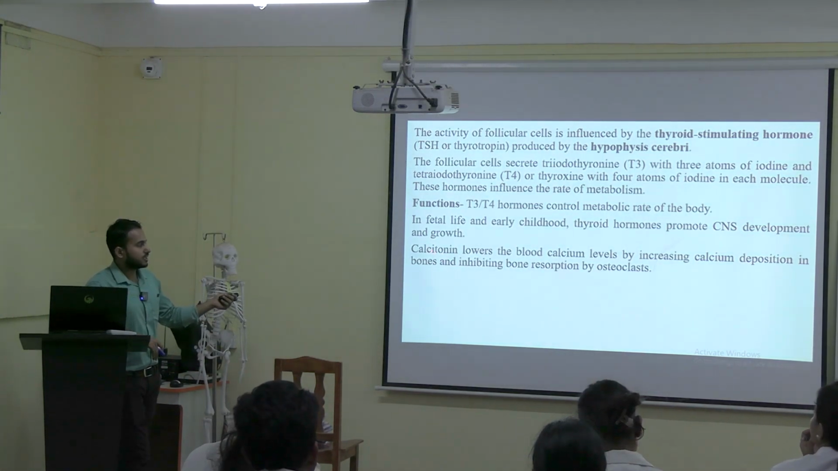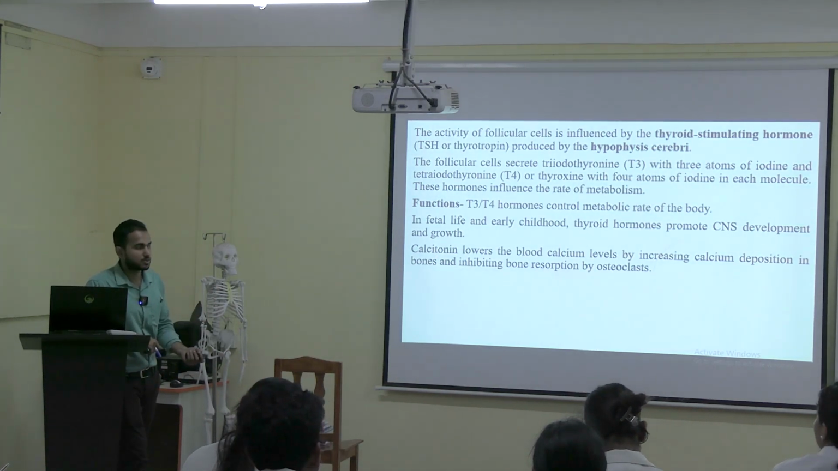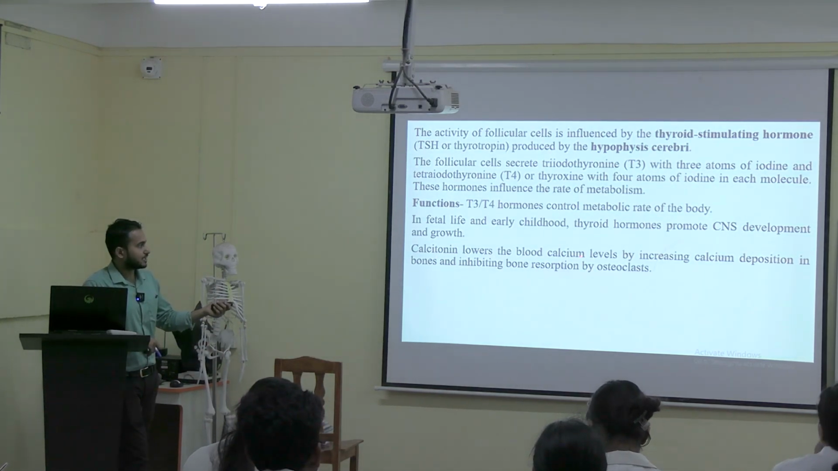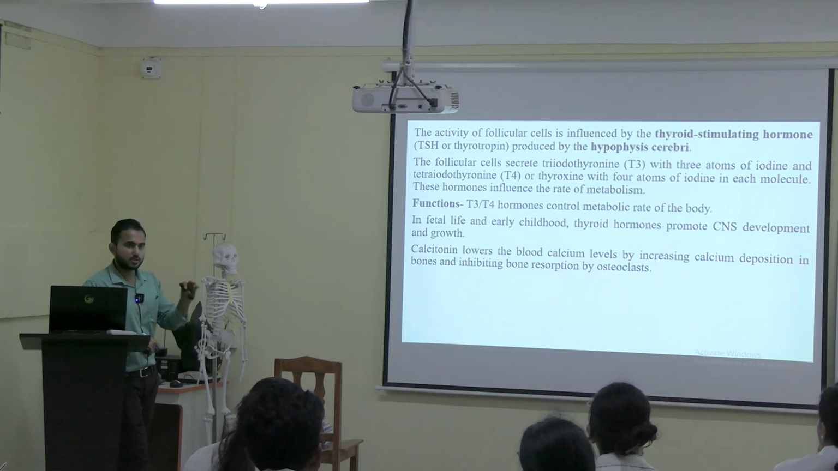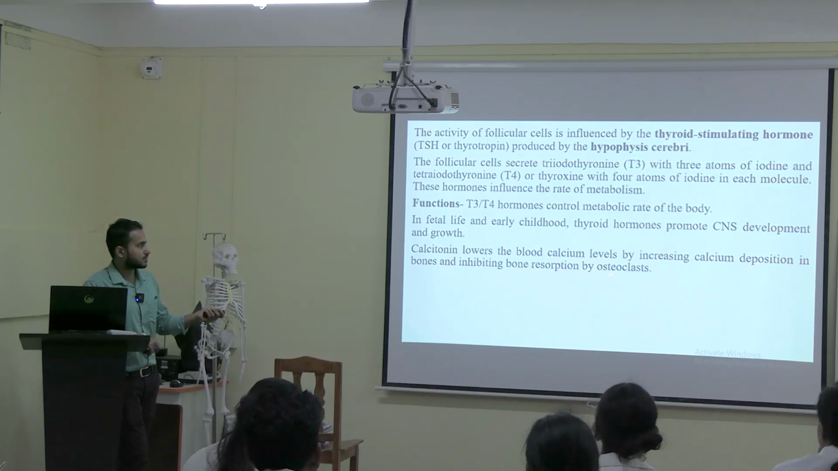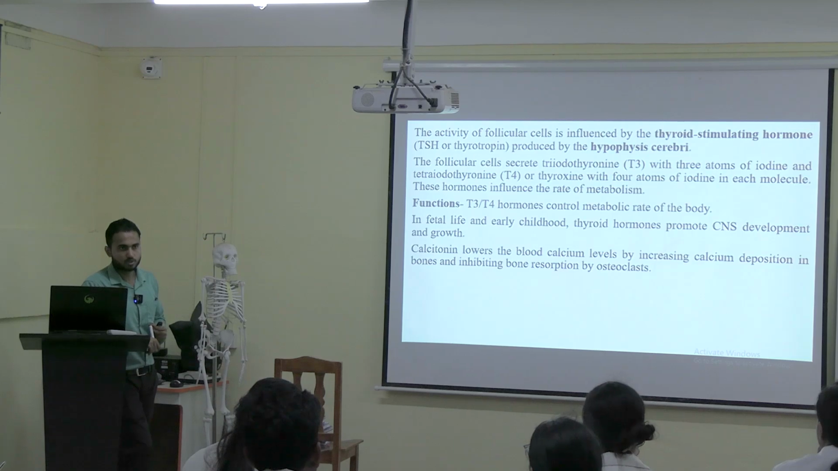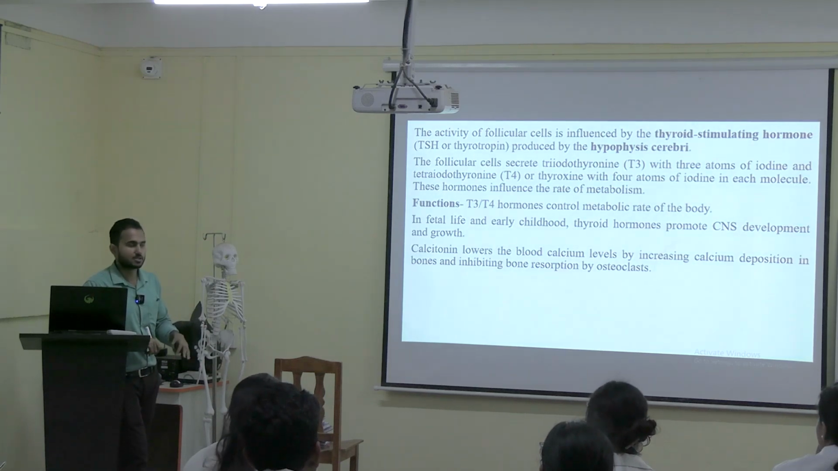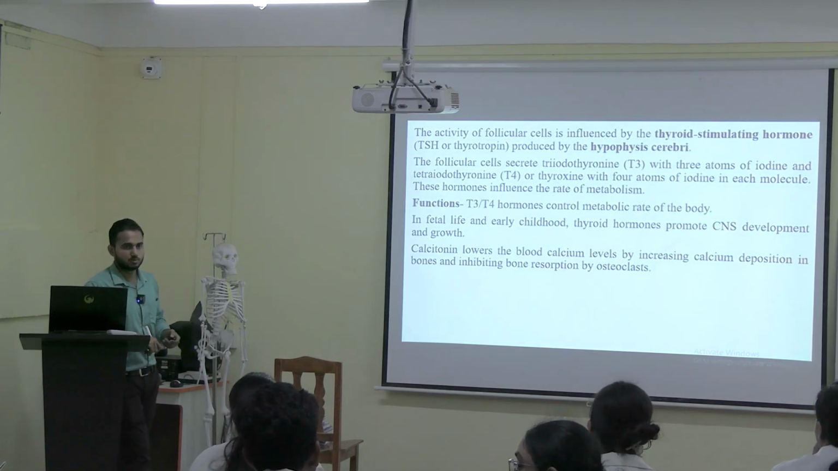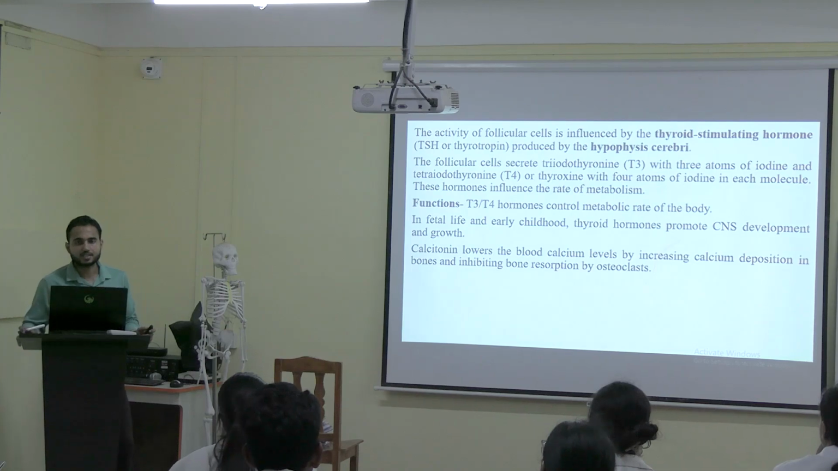Next, calcitonin, which is secreted by parafollicular cells. What is the function of this calcitonin? As you can see, it lowers the blood calcium level. How? It lowers the blood calcium level by increasing calcium deposition in the bones and inhibiting bone resorption by osteoclasts. So osteoclastic activity will be suppressed by this hormone. Thus, it is reducing the serum calcium level.